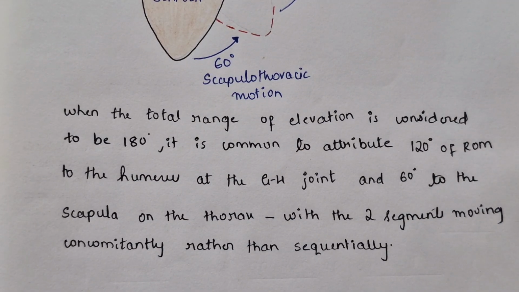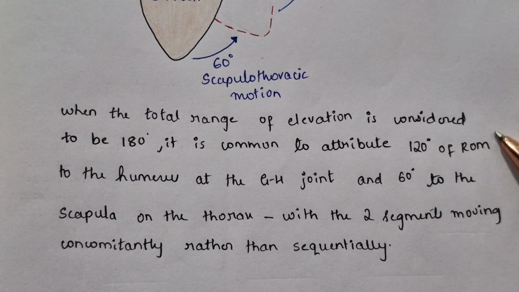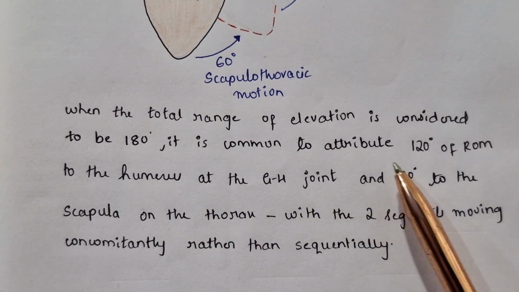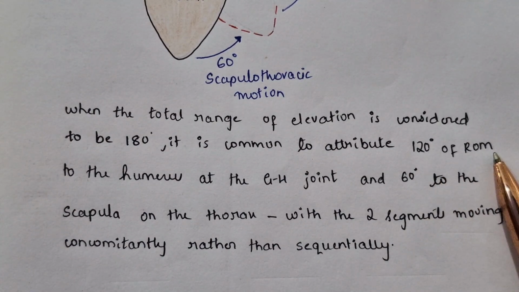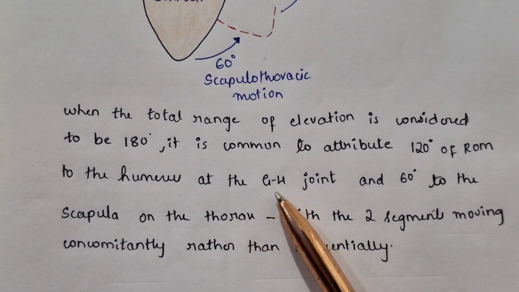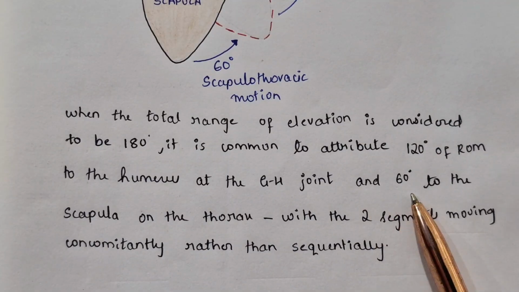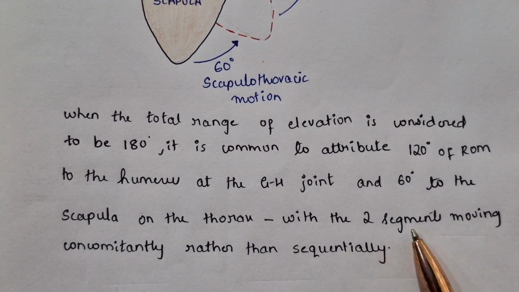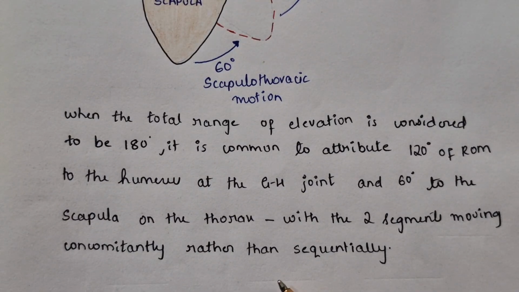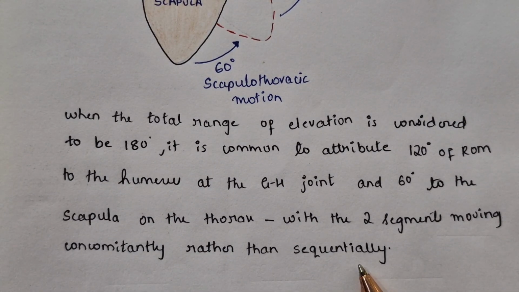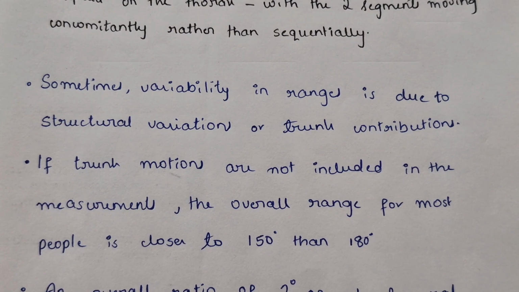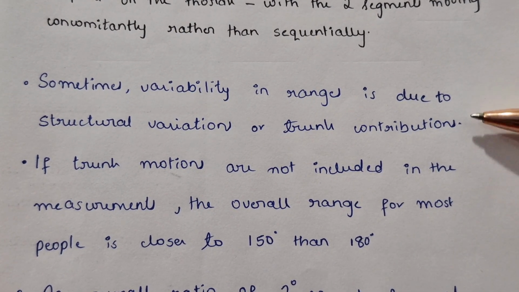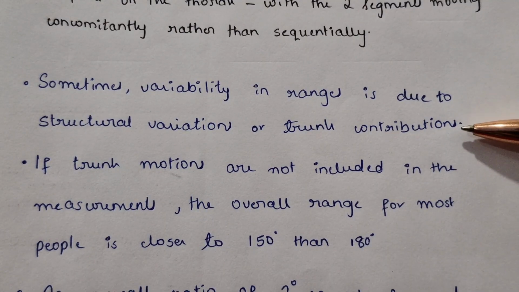When the total range of elevation is considered to be 180 degrees, it is common to attribute 120 degrees of range of motion to the humerus at the glenohumeral joint and 60 degrees to the scapula on the thorax, with the two segments moving concomitantly rather than sequentially. Sometimes variability in the ranges is due to structural variations or trunk contributions.